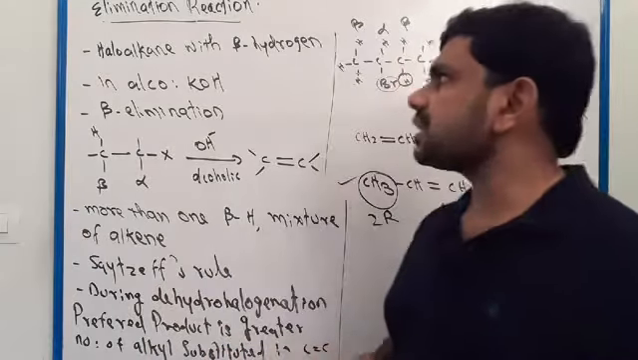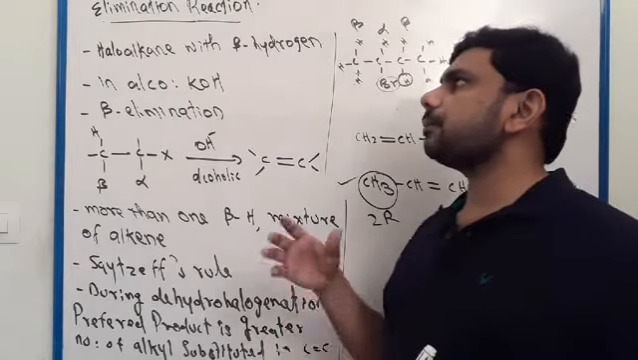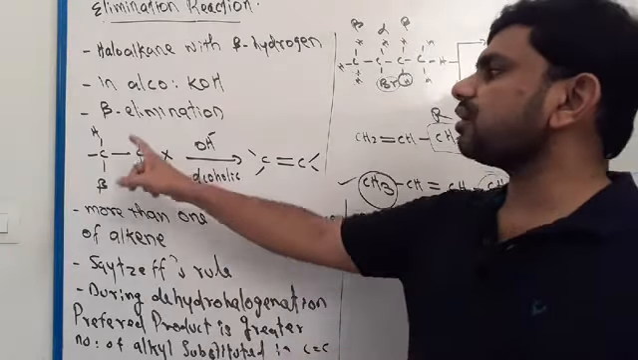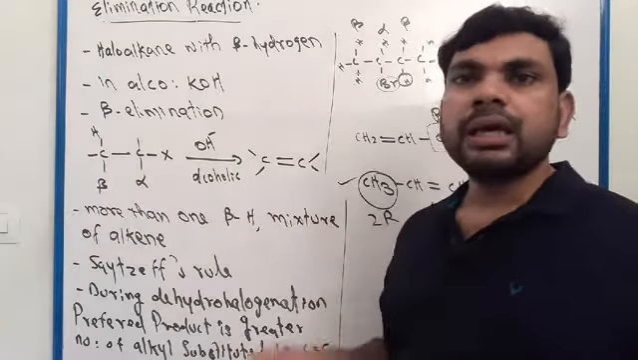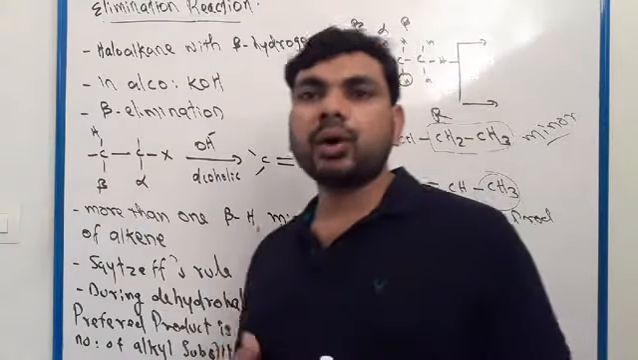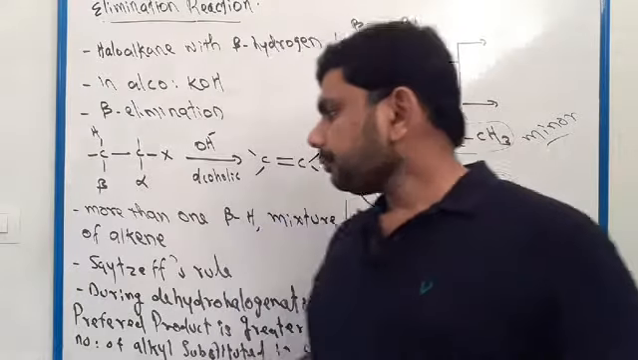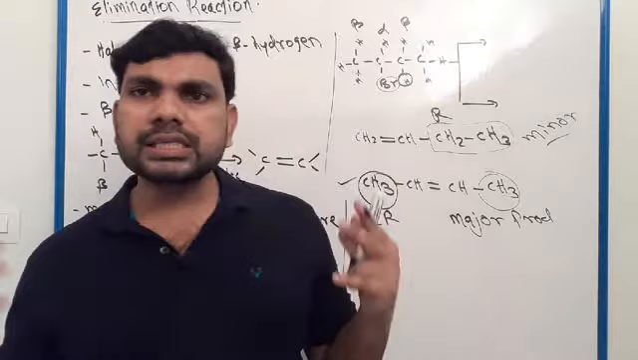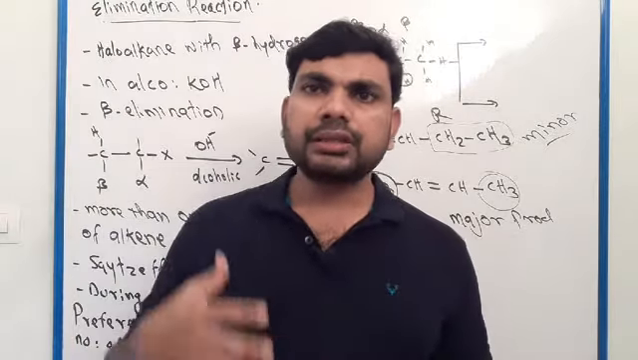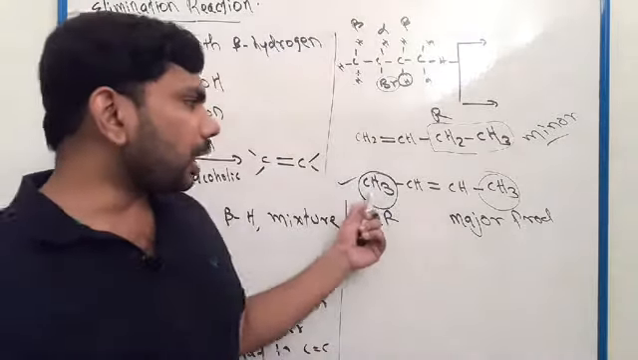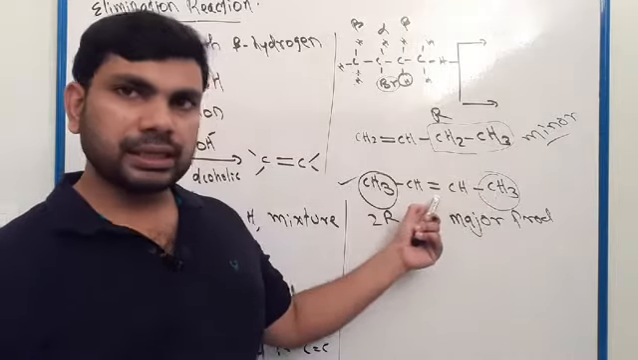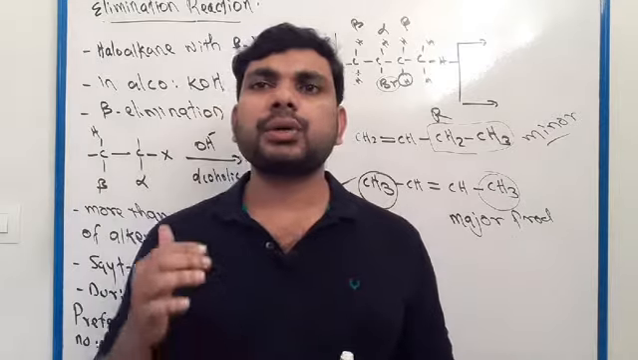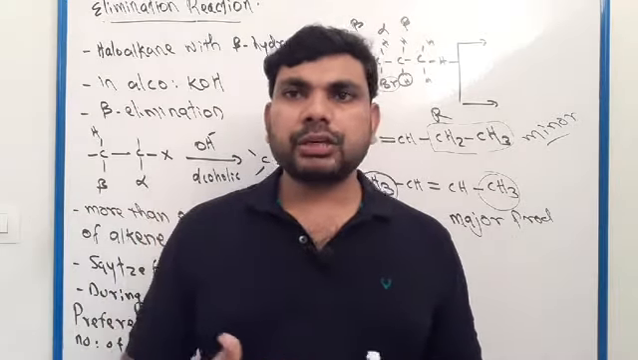So here we discussed elimination reaction. Elimination reaction means halogen and one of the beta hydrogens will be removed in presence of alcoholic KOH. And if there are 2 beta carbons, there is a mixture of products. The major product will be the alkene with more alkyl groups substituted. So this is what you have to understand about elimination reaction.